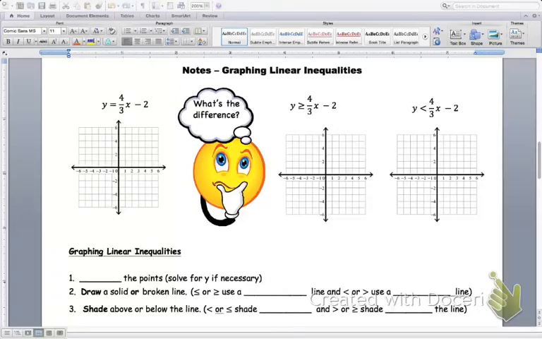Hello everyone. So today's lesson we're going to be focusing on how to graph lines, but we're going to be graphing not equations but something we call an inequality. So let's go ahead and look at what the difference is going to be here in terms of the equations.